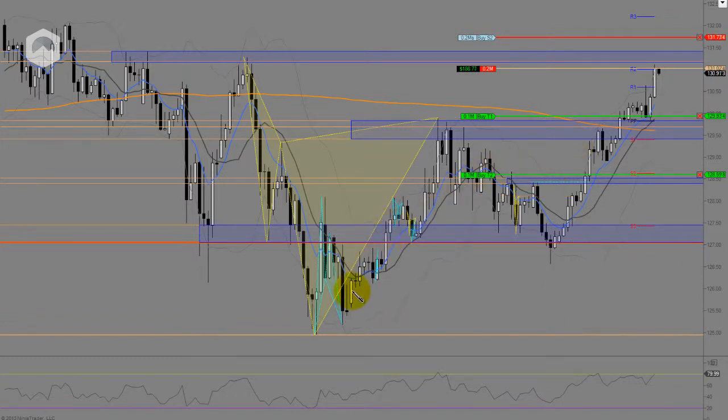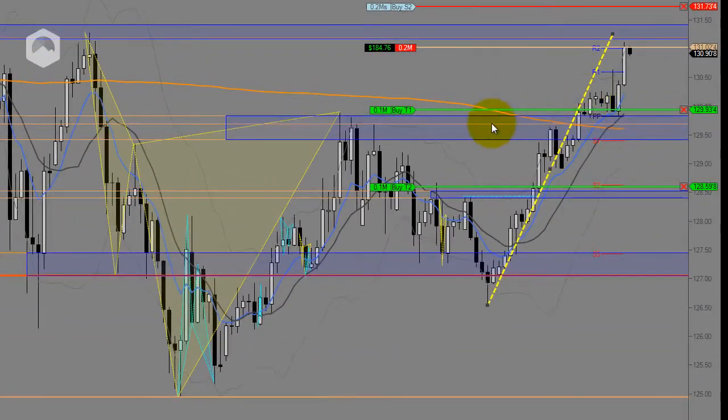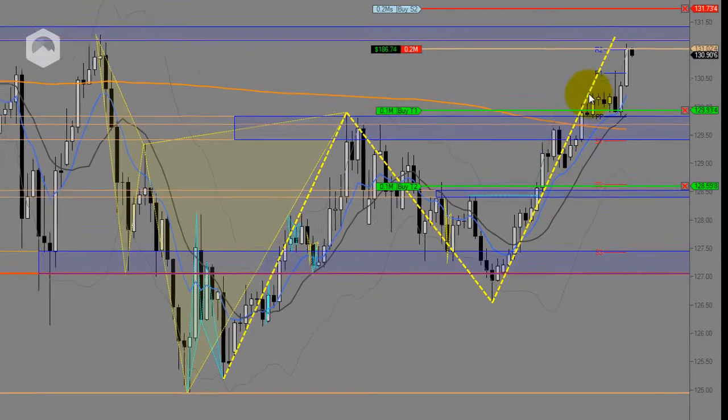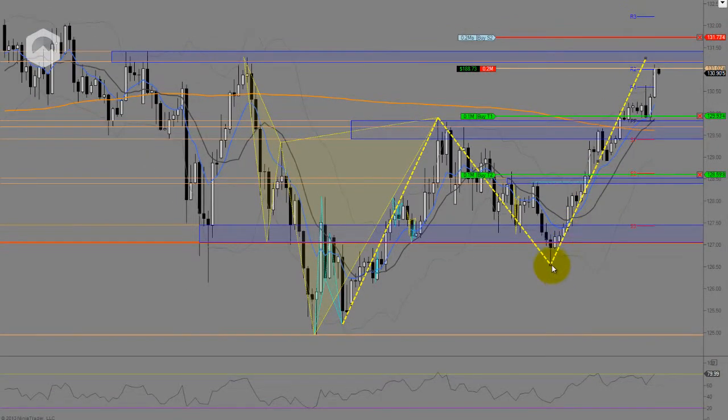Then what we want to do is draw in our A to B line and bring it down to make sure that that line is symmetrical for the C to D leg. So you can see here that the market came up, touched one of our structure zones, or getting close to it, and then came down.